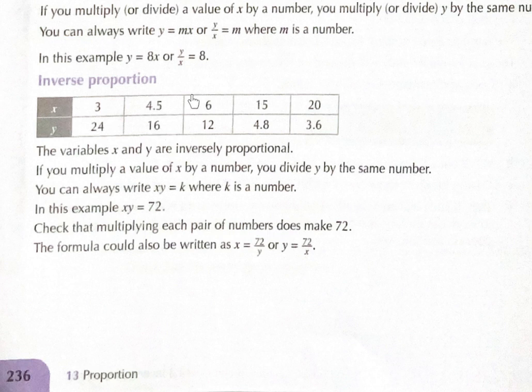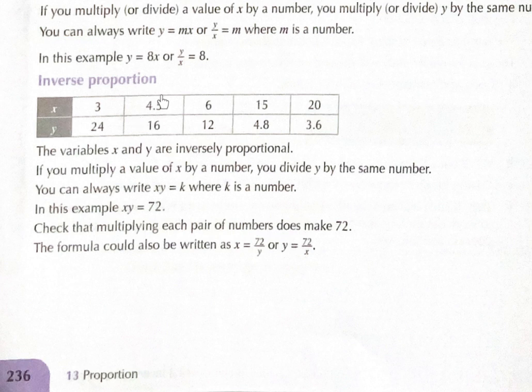4.5 times 16, 72. 6 times 12, 72. So the product is constant. Same product, so we can write the formula x multiply y equals 72, because if you multiply x by y, you get the same number, which is 72 in this example. So x times y equals k, where k is a number according to the values you have. Now you can write the formula x times y equals 72, or y equals 72 over x, or x equals 72 over y.